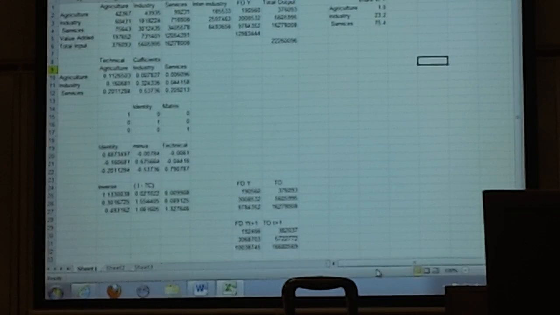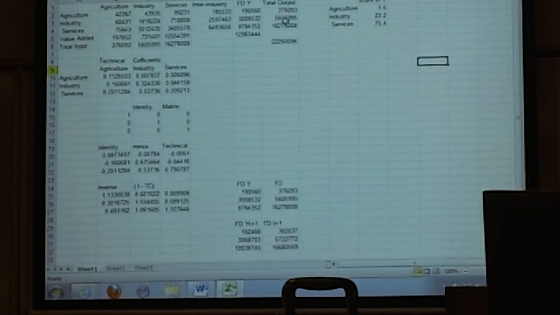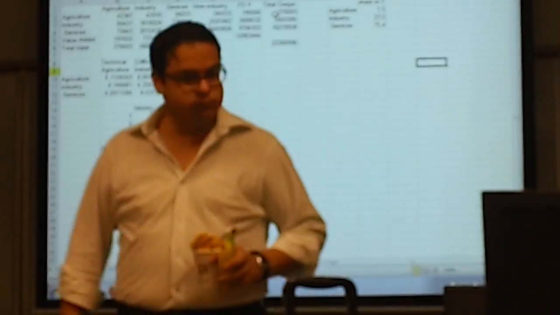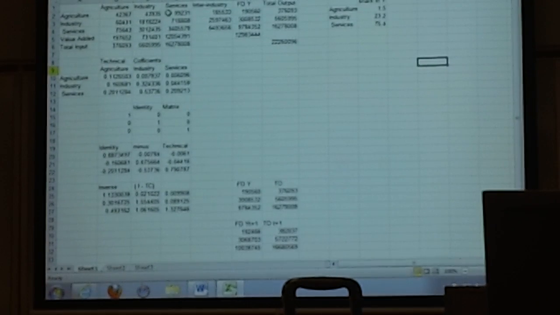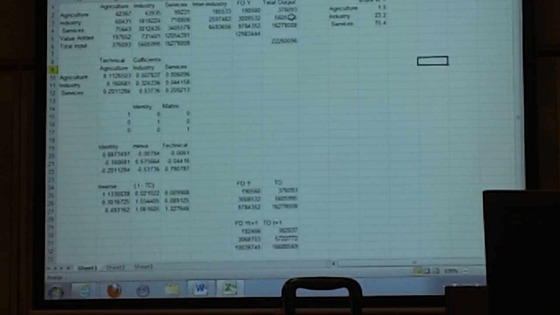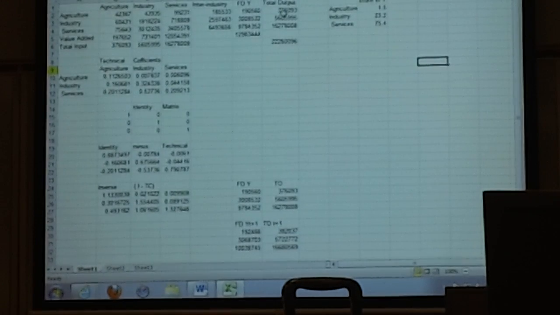Now, this is the flow matrix up here. So, the total agricultural output is over this. And this is how much goes into final demand. When you add this plus this, you get that number. But this number is broken down by these 3. So the amount of agriculture that goes into agriculture is 42,367, plus the amount that goes to industry and the amount that goes to services. You add up these 3 numbers and you get that. You take this number and add it to this number and you get that. And it's the same for industry and services.